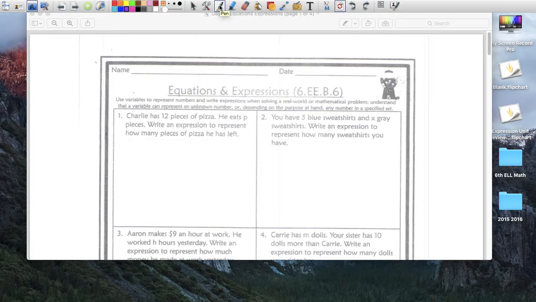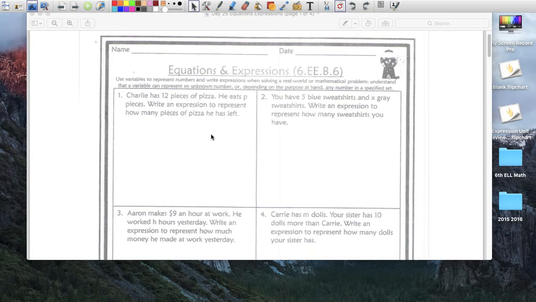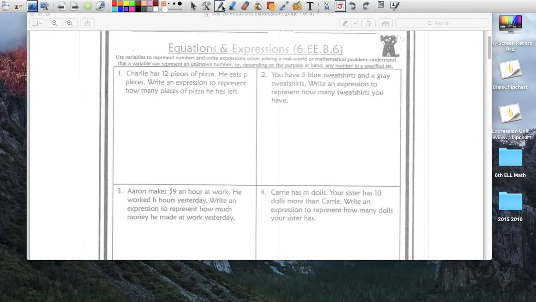Marker, pen. Equation expressions. Okay, this is your second part, right? Charles has 12 pieces of pizza. He eats P pizza. Write an expression to represent how many pieces he has left. So this is very, again, very simple. This is how much he had. He eats P, and that would be the expression to represent how many he has left. P could be whatever, 5, 6, 7, 8, depending on how many he ate.